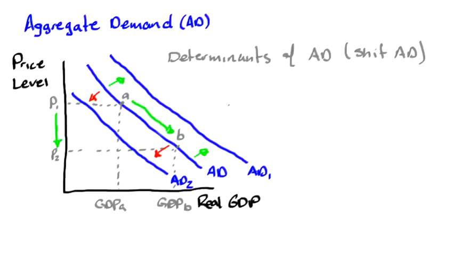So these determinants of aggregate demand that shift it to the right or to the left are the things that are going to change aggregate demand, or the total of expenditures from government, consumers, businesses, and the rest of the world. So if you recall our old formula for GDP on the expenditure side, we have GDP equals C plus I plus G plus Xn.